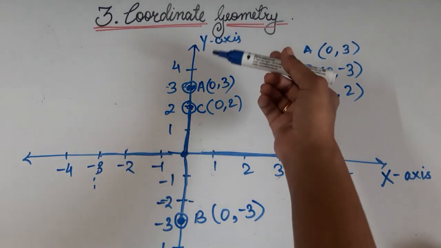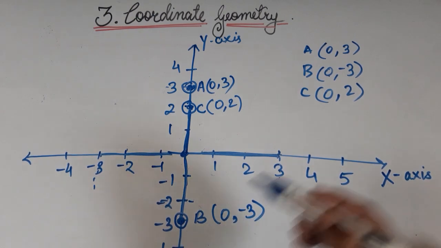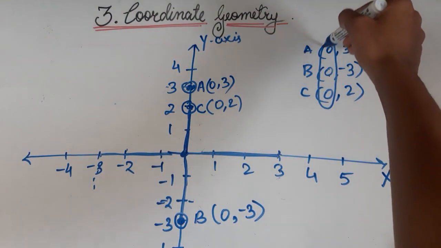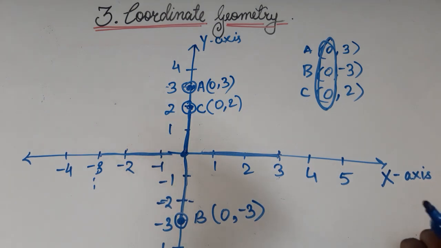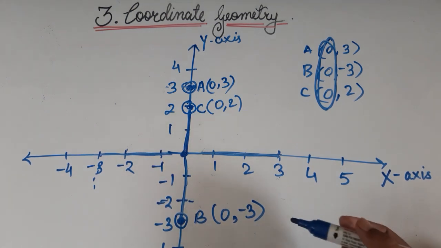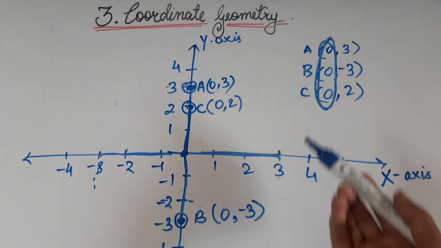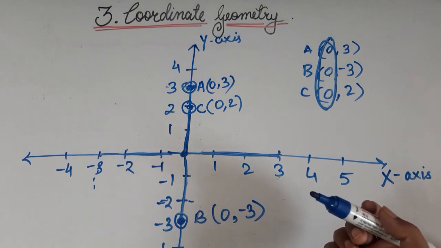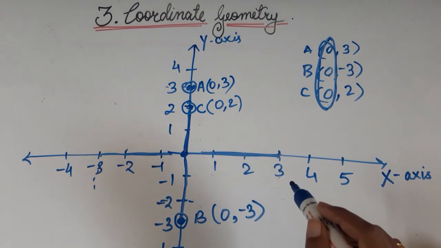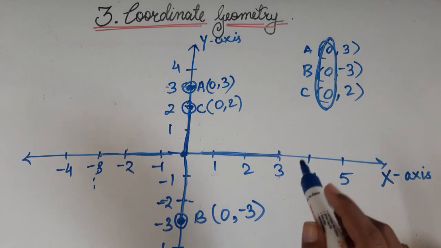Now if you see, all 3 points are on the y-axis. And what is common in these 3 points A, B, C is the x coordinate. The x coordinate for all the 3 points is 0. So from this we can conclude that every point on the y-axis has its x coordinate as 0. This is an important point.